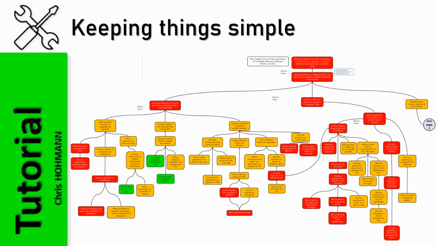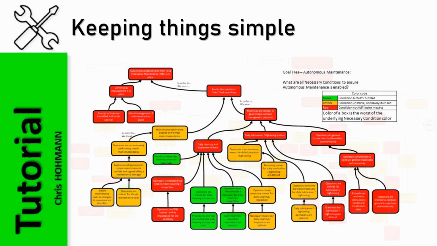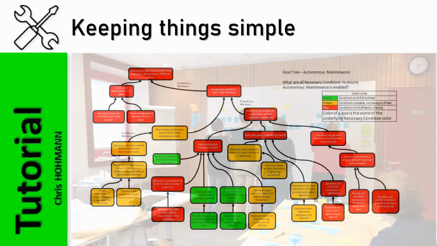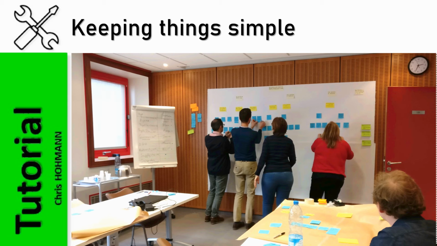Once the tree is colored, it's usually a pretty autumnal tree with lots of red and amber leaves. This means that the management and their teams have a lot on their plate in order to green up the tree, which means solving the problems, and gradually reach the goal.